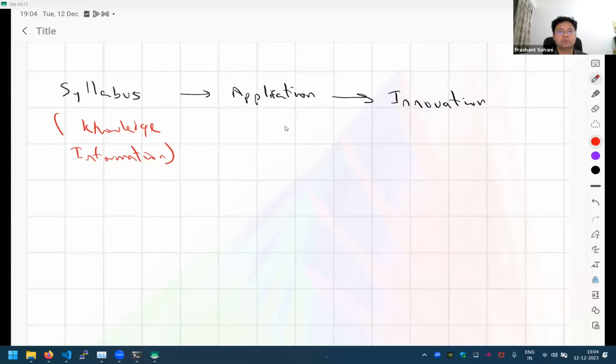If it is something that you have discovered on your own, that is a small innovation. So do that as much as possible. Okay, so this was just one small point I would like to highlight for students.